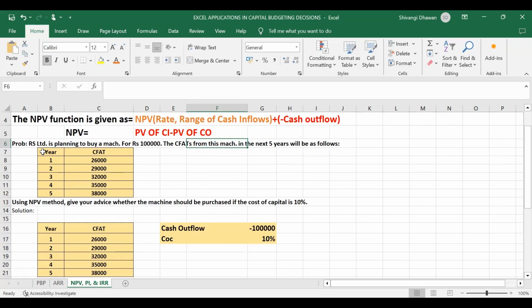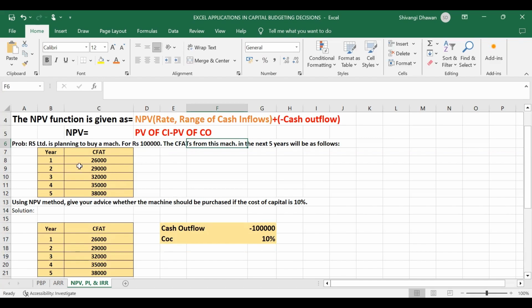So here is a question. RS Limited is planning to buy a machine for rupees 1 lakh. So we are incurring this investment now, or we are having this outlay now. So this is the present value of cash outflow of rupees 1 lakh. The CFATs, that is cash flow after taxes from this machine in the next 5 years will be as follows. So we are given the 5 years and the cash flows from them.